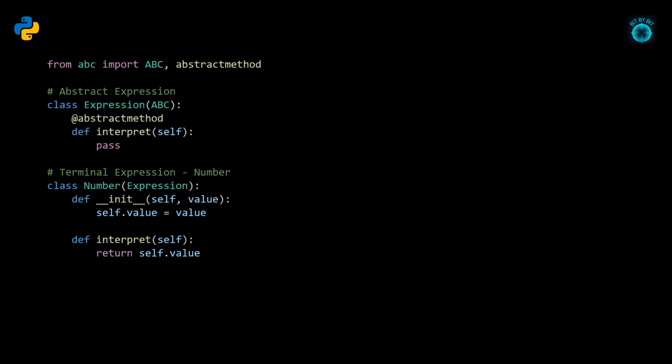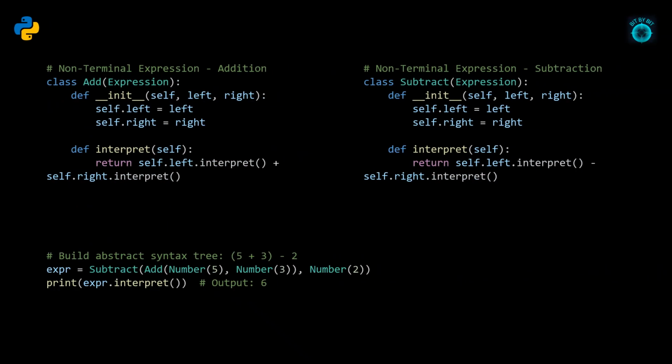We begin by defining an abstract base class called Expression. It has a single abstract method named interpret. Each subclass will implement this method to perform a calculation. Next, we define a terminal expression class called Number. This class represents simple numbers. It stores a value and returns that value when interpret is called.